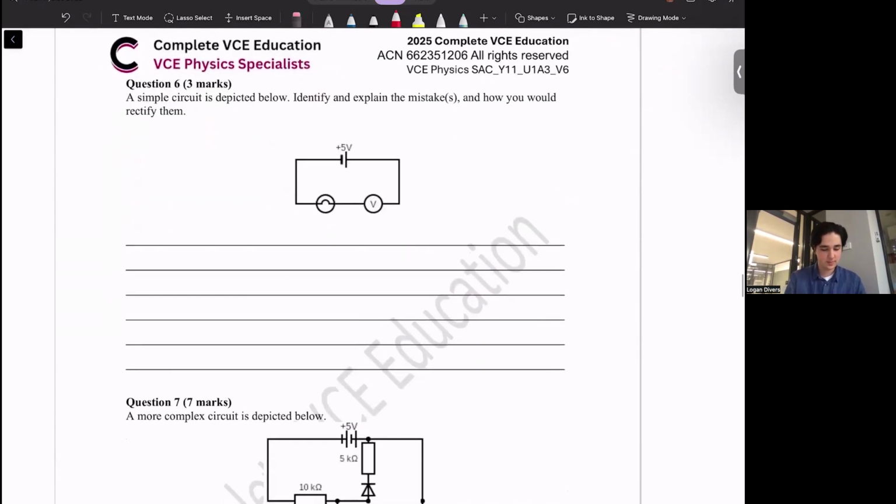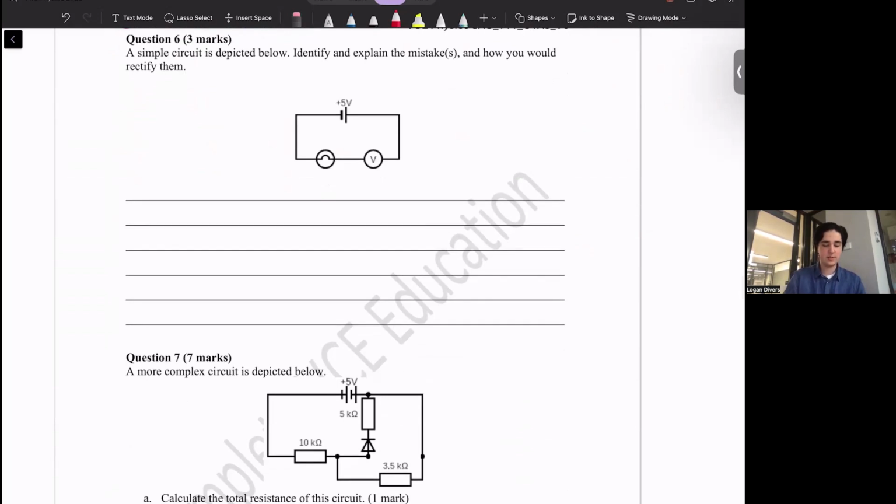Question 6. A simple circuit is depicted below. Identify and explain the mistake and how you would rectify it. So this one is a pretty egregious mistake if you ask me, because we've got a voltmeter here. Now, what do we remember about voltmeter and ammeter positions? Well, the voltmeter here isn't really measuring anything. So the way a voltmeter works is that it's meant to measure the potential difference between 2 points.